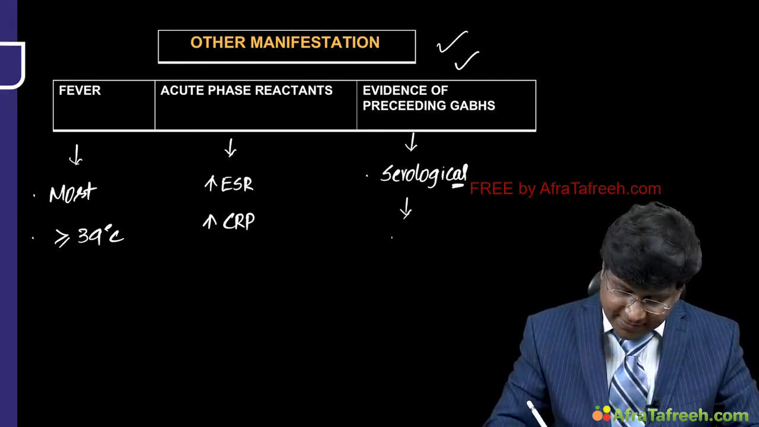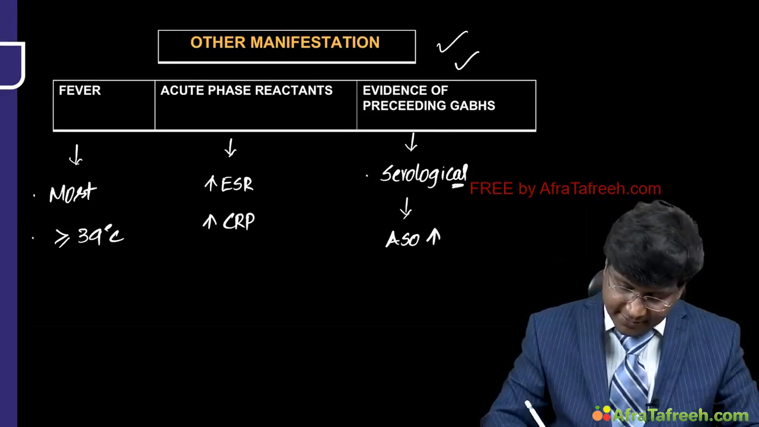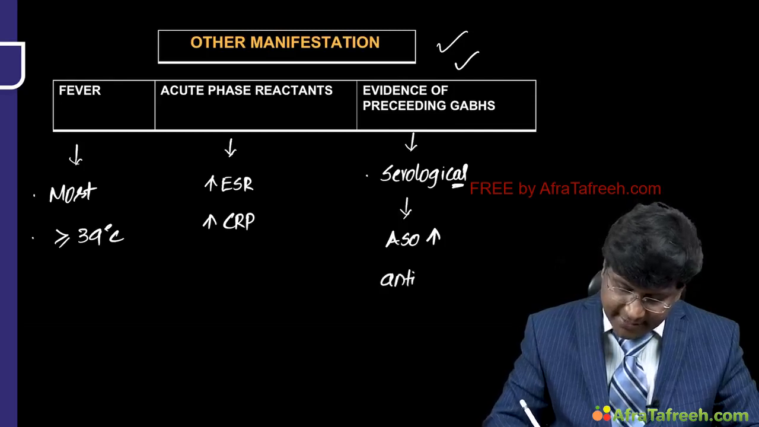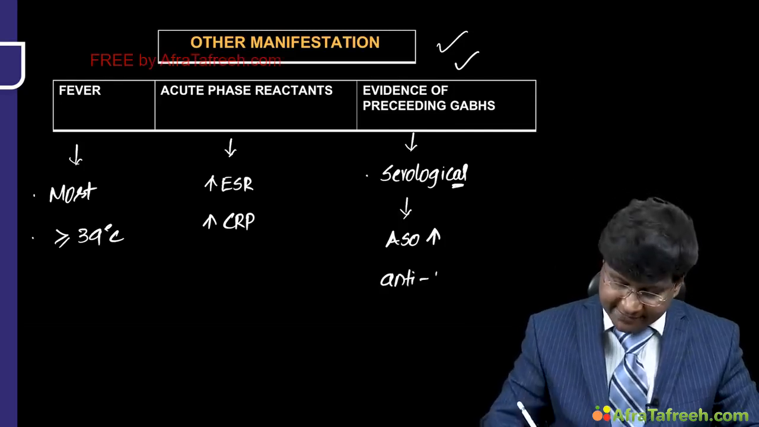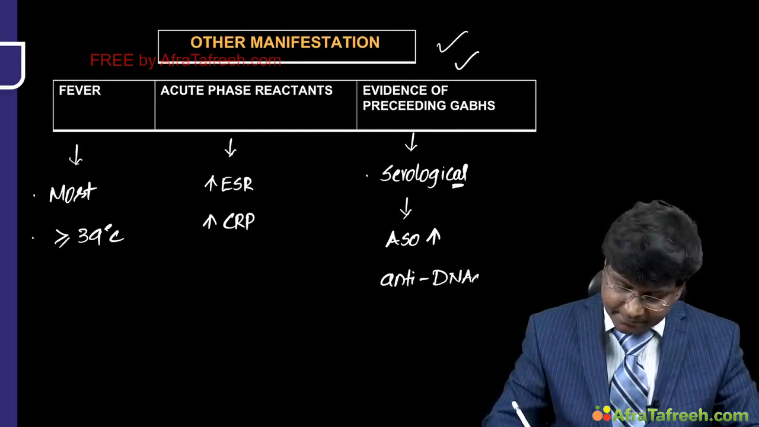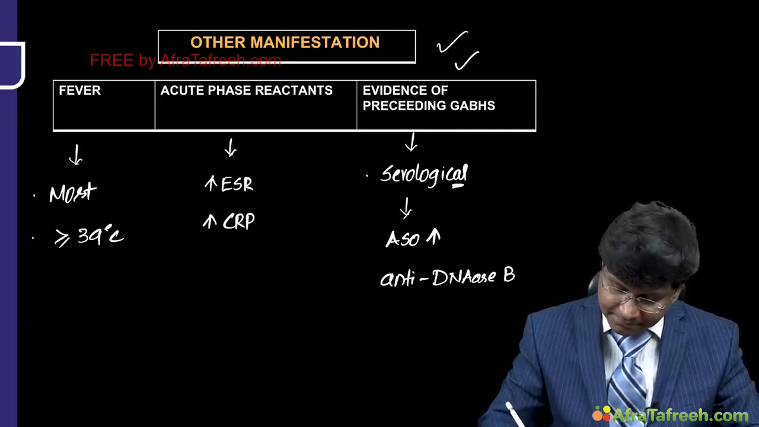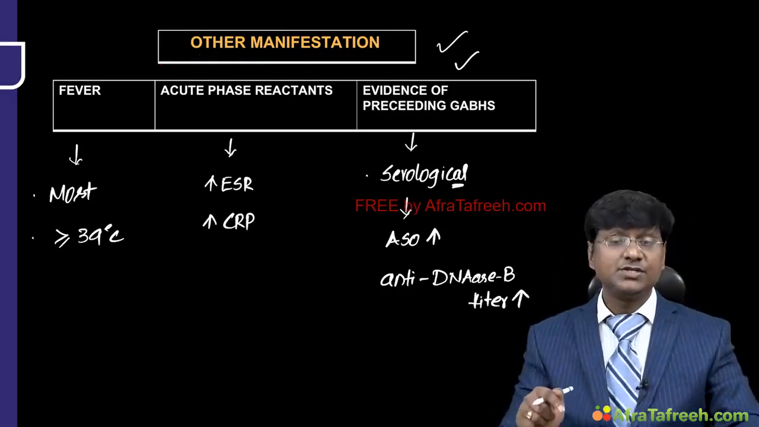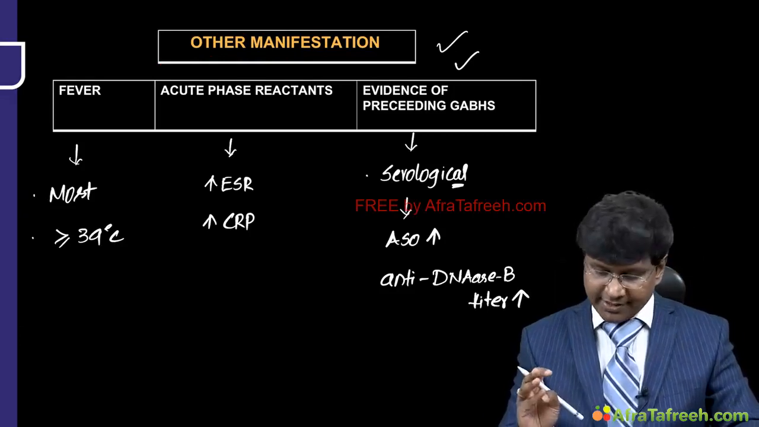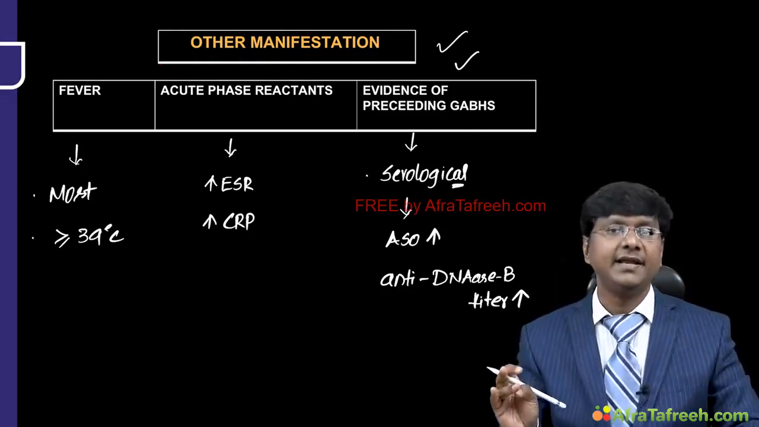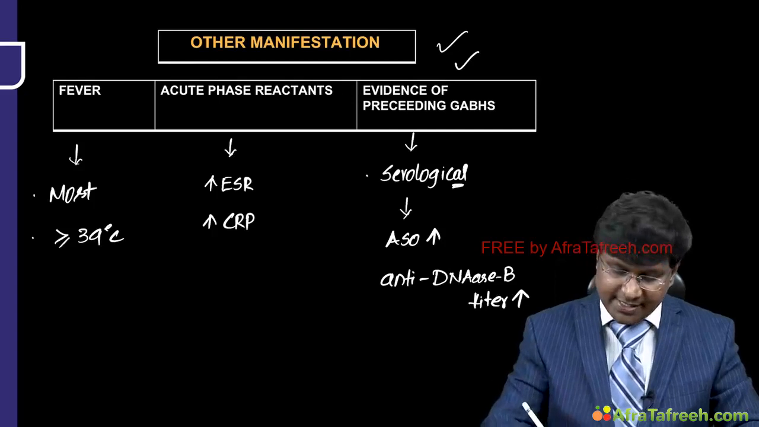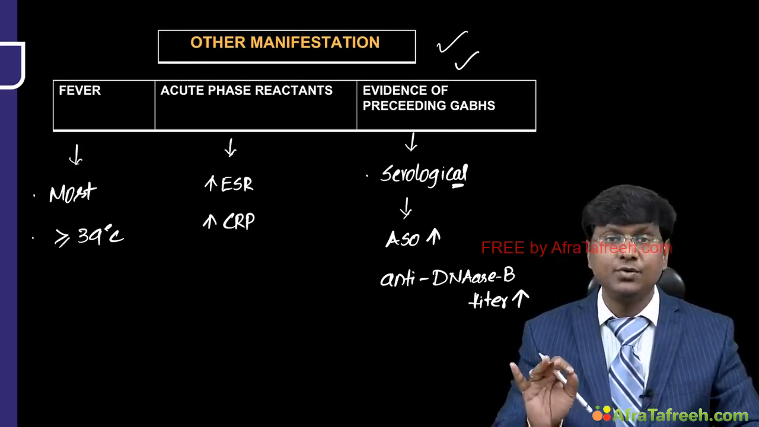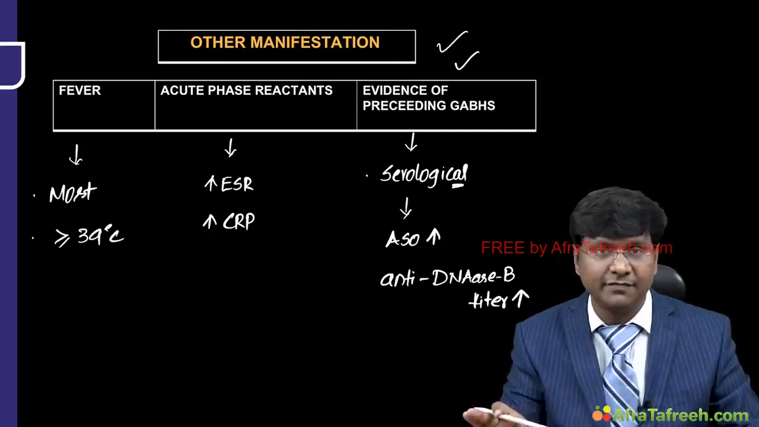Now, what is this particular serological evidence? That is, the ASO titer is elevated and the anti-DNase B titer, even that is also elevated. So, this will be your serology. ASO titer as well as anti-DNase B titer is elevated, and that is the evidence of preceding group A beta hemolytic streptococcal infection.